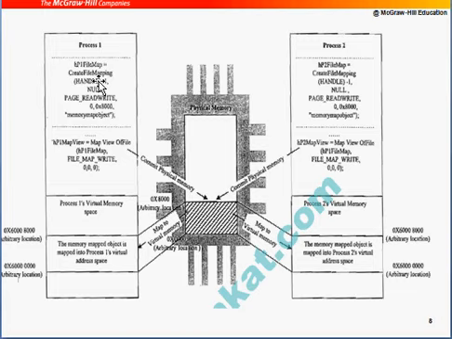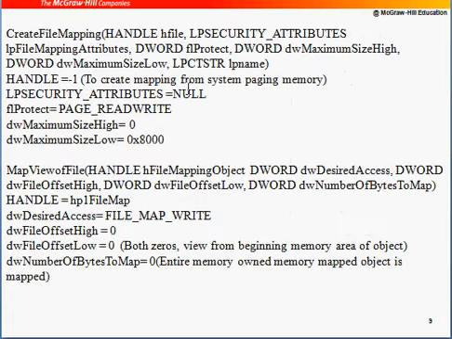This CreateFileMapping has 6 arguments altogether. The first argument is set to -1. -1 implies that you're supposed to create a memory object from system paging memory, that is, to create a mapping from system paging memory. For this, the first argument should be -1, and the second argument is set to NULL.